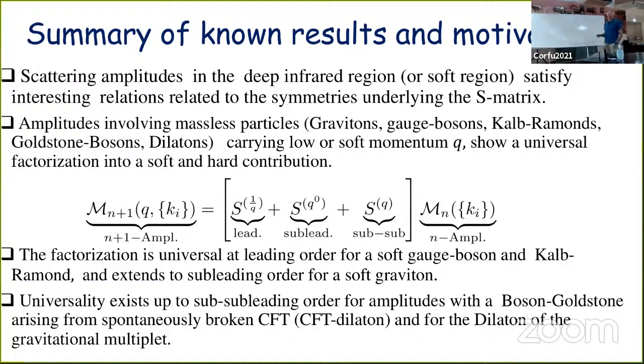For example, the leading part is universal for the gauge boson, but a paper by Elvang and collaborators has proved that the subleading order is known, but it's gauge dependent. The graviton soft theorem is universal up to subleading order. The sub-subleading is theory dependent. The problem appears just at subleading order, it's universal at subleading order.